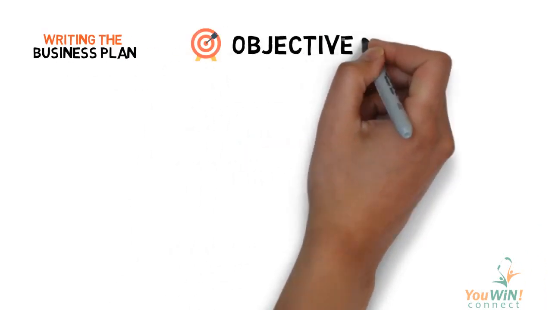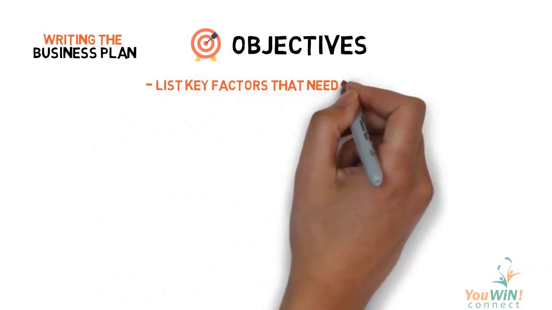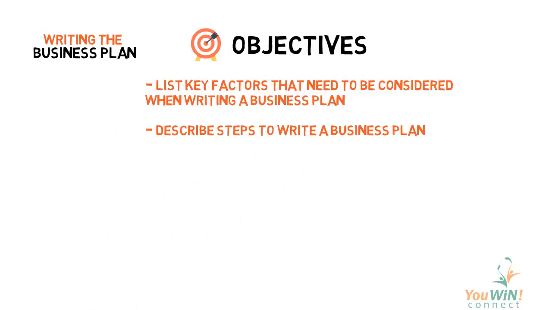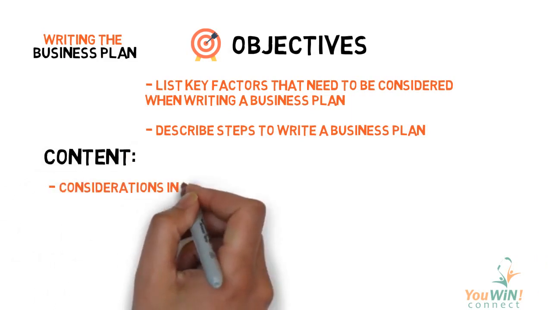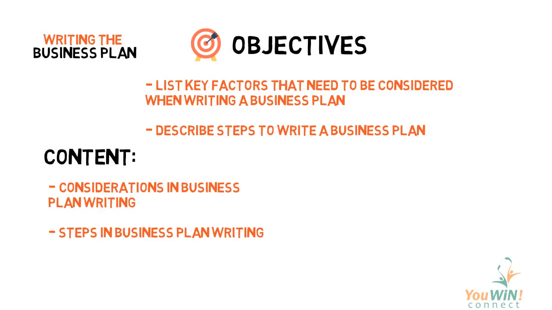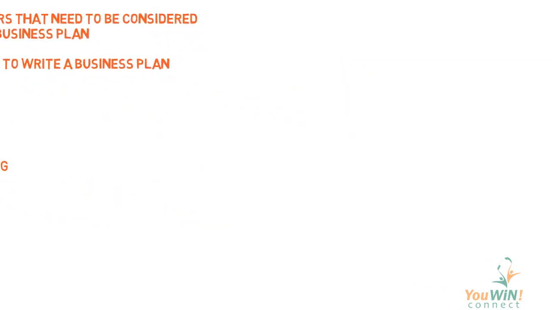The objectives of this are for us to be able to list the key factors that need to be considered when writing a business plan, and of course be able to describe the steps to write the business plan. In terms of content, we'll be able to note the considerations in business plan writing, and then also the steps in business plan writing.